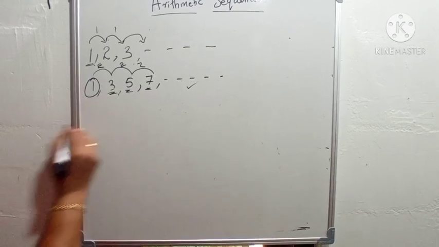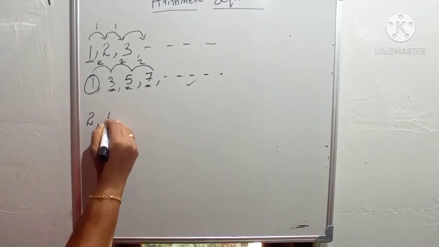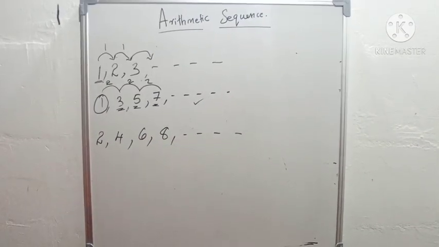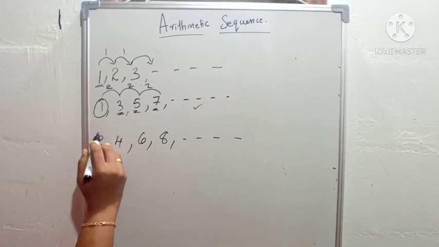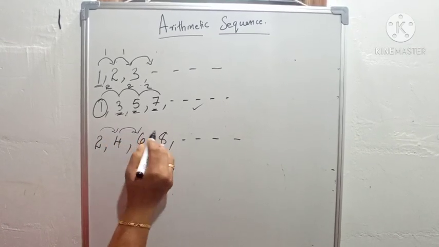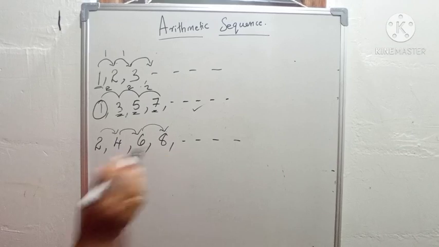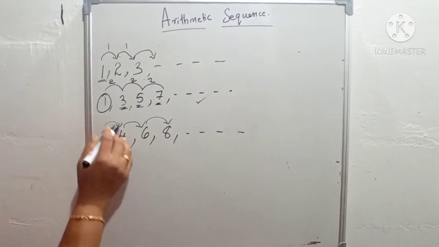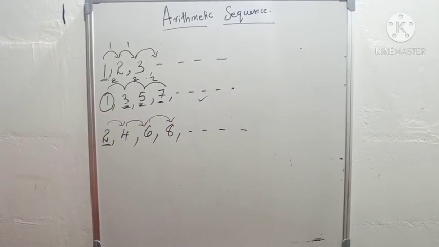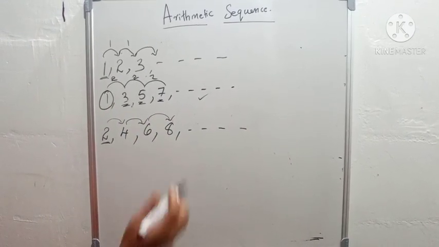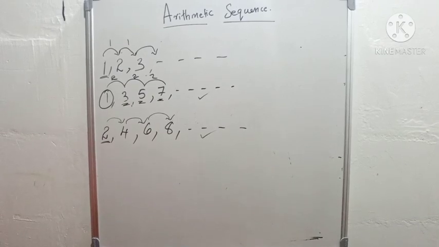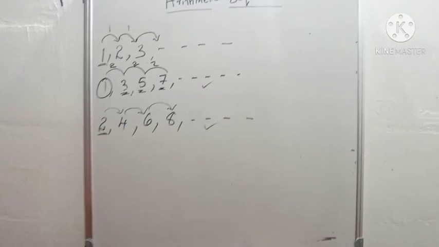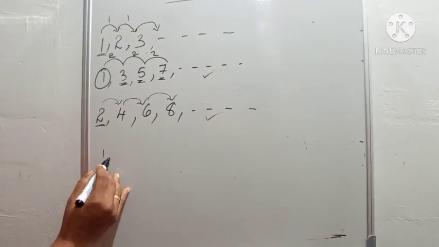Then 2, 4, 6, 8, etc. Starting with 2 and adding 2 repeatedly, we get the sequence of even numbers. Therefore, the set of even numbers is also an example of an arithmetic sequence.